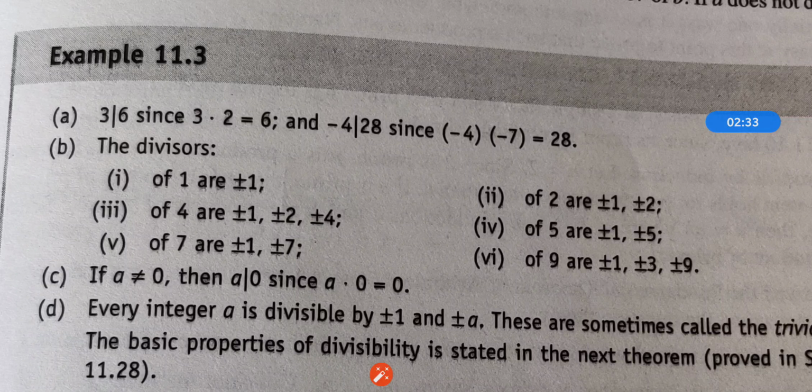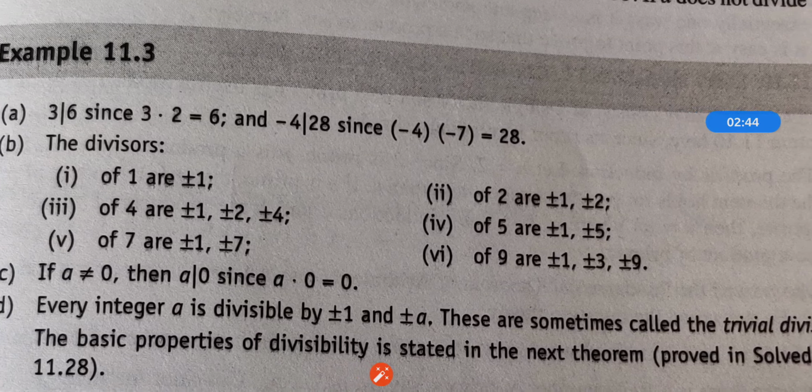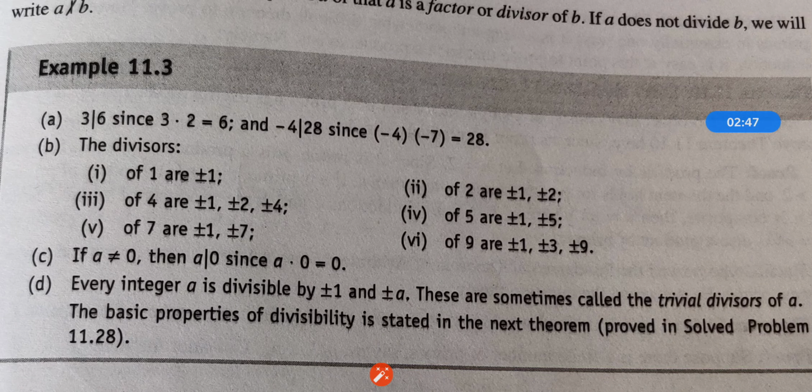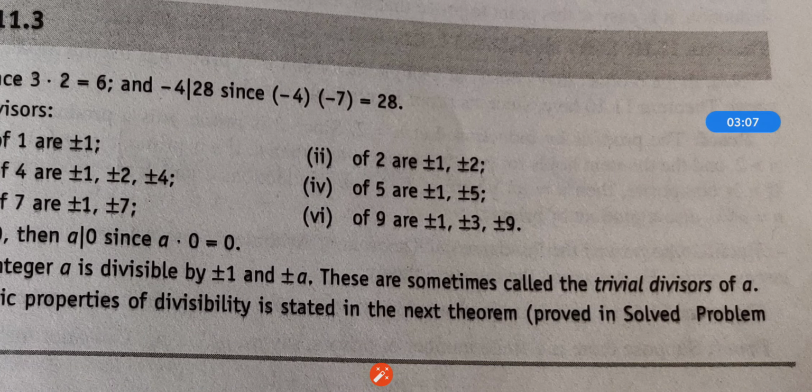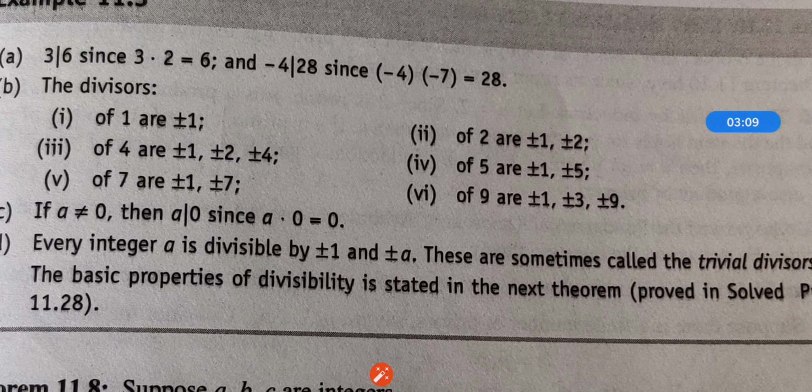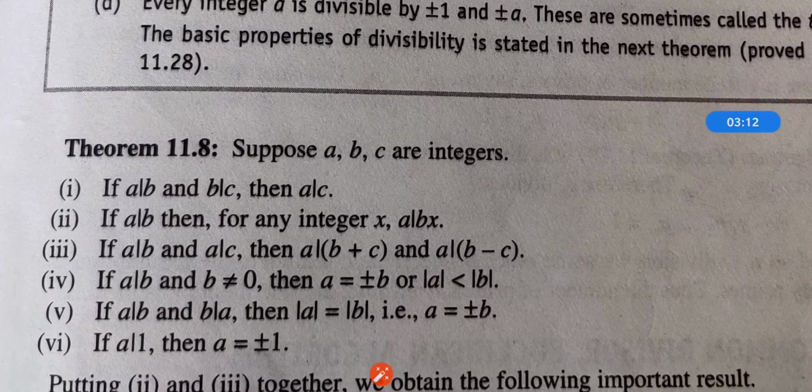And if a is not equal to 0, then a into 0 is always equal to 0. This is the common formula of multiplication. Now every integer a is divisible by plus minus 1. Whatever integer we have, it is divisible by plus minus 1 and itself. So every integer a is divisible by plus minus 1 and plus minus a. These are sometimes called the trivial divisors of a.